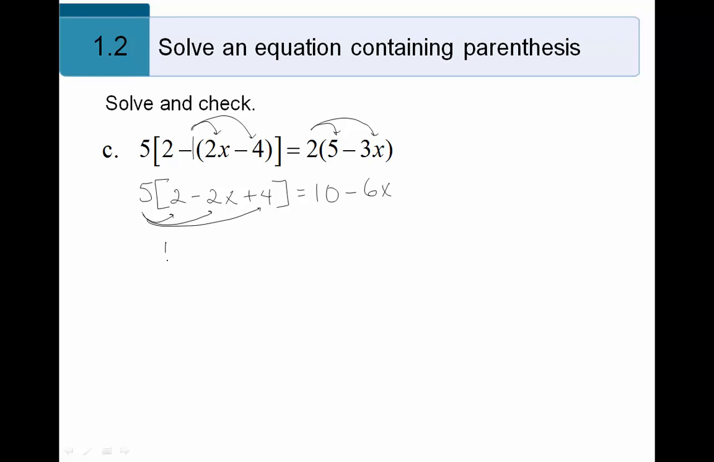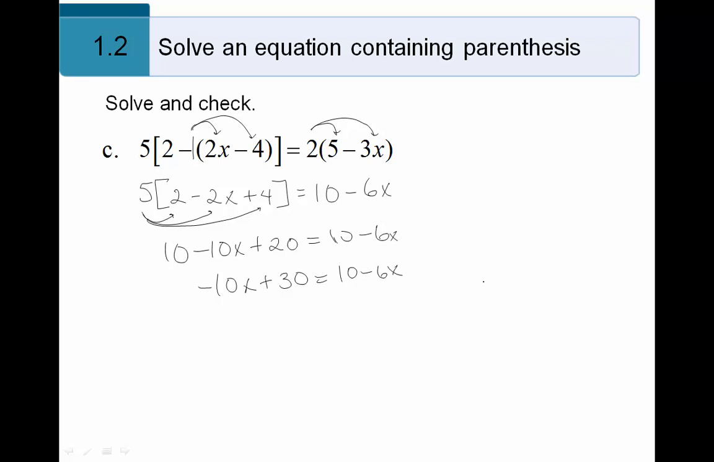Positive 5 times 2 is positive 10. Positive 5 times negative 2x is negative 10x. Positive 5 times positive 4 is positive 20. And we'll recopy what's on the right-hand side. With all the grouping symbols on the left-hand side removed, we can combine like terms, and the left-hand side of the equation contains like terms, which are numbers or constant terms. Combining the numbers, a positive 10 and a positive 20 is a positive 30.